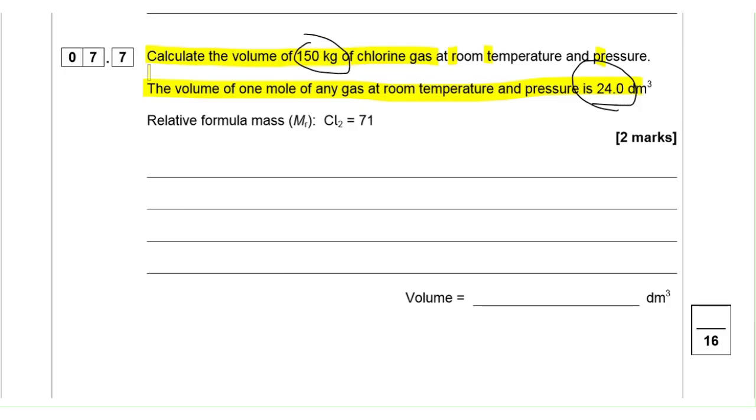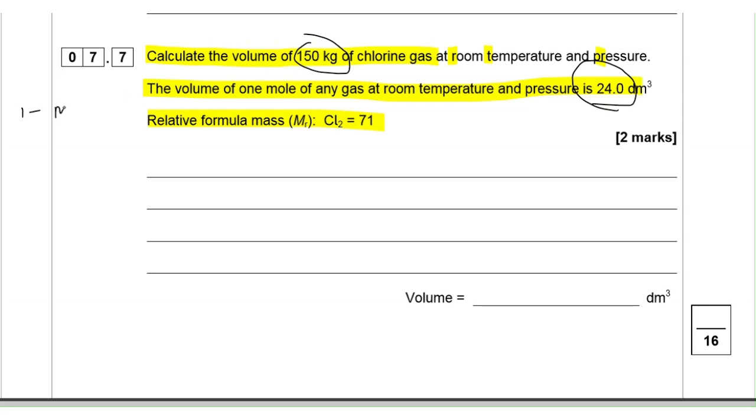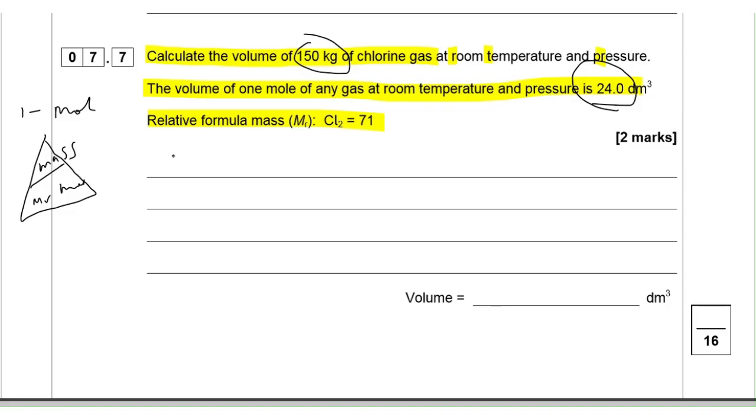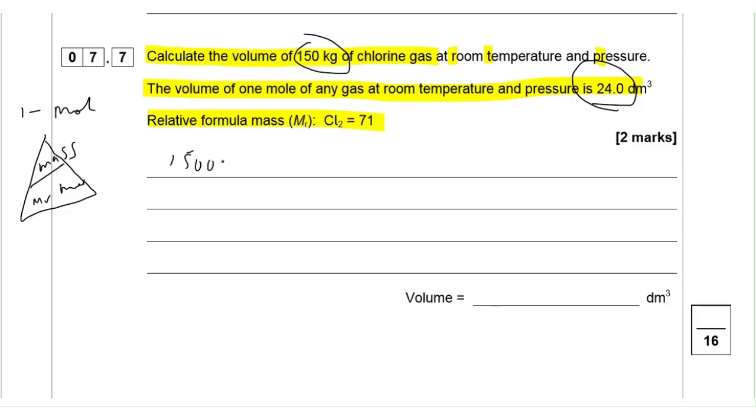As is the norm with most calculations like this, we have to work out the number of moles of chlorine gas. And we do that using our formula triangles, Mr, moles with the mass on his head. So our moles is the mass divided by the Mr. Now the mass is in kilograms, so we must multiply it by 1,000. So we have 150,000 divided by 71. And that gives us 2,113 moles of chlorine gas.